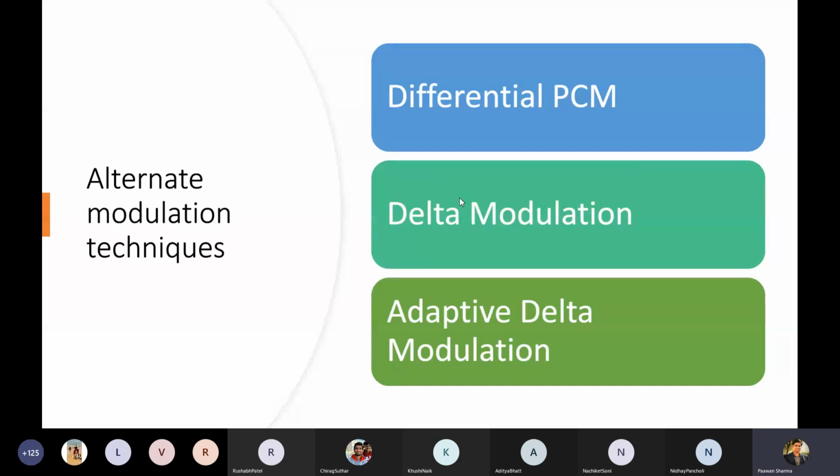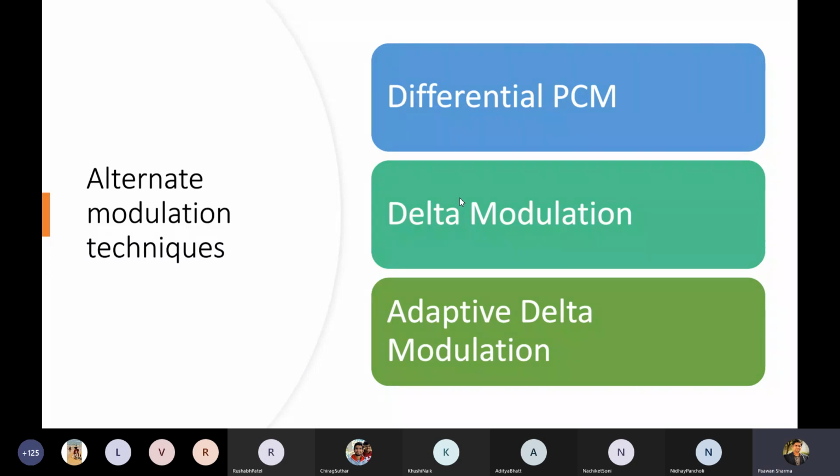We take samples, then we quantize, then we encode. That is the same pulse code modulation. Delta modulation we have seen is a specific scheme where we were representing individual step size increments delta with either 1 or 0, depending on whether the step size has increased or decreased. That is delta modulation.